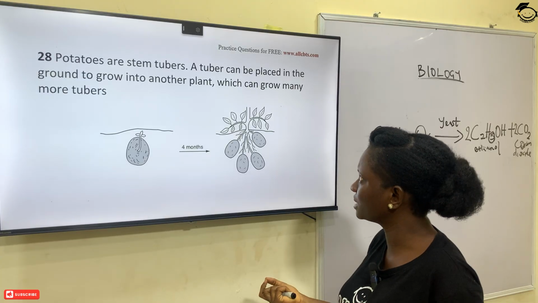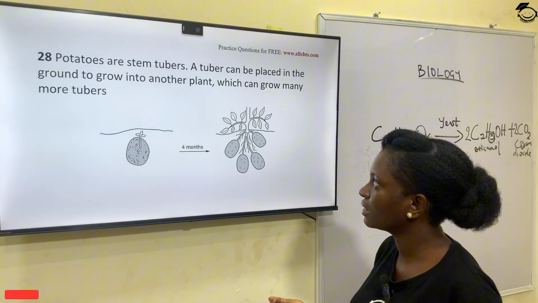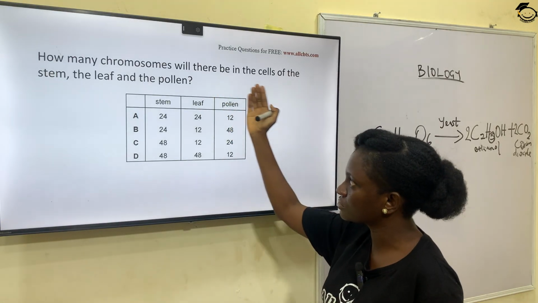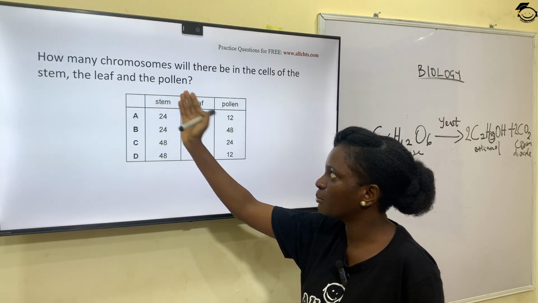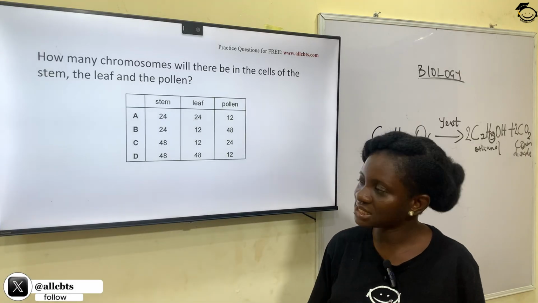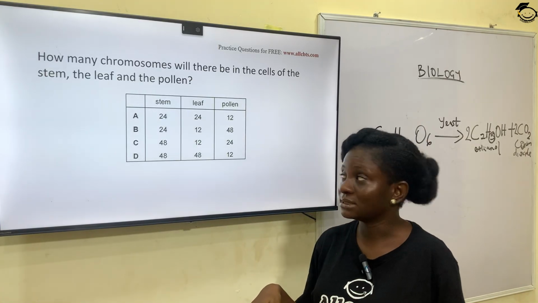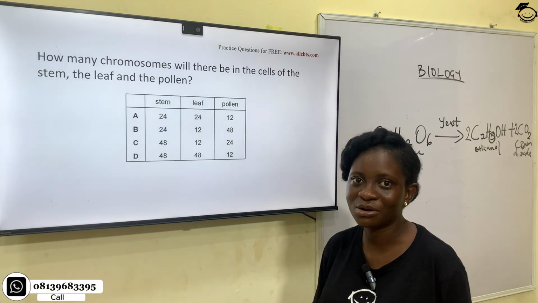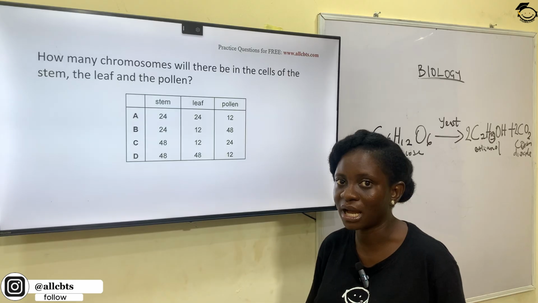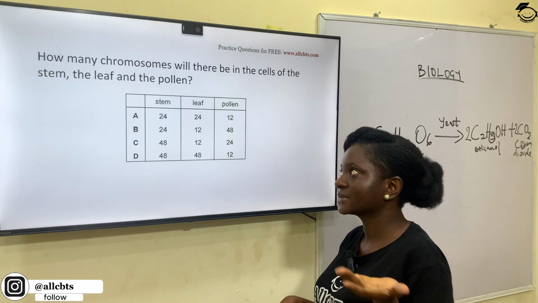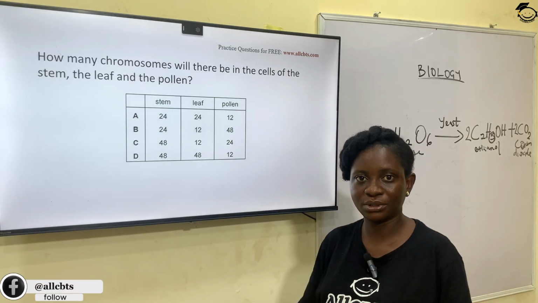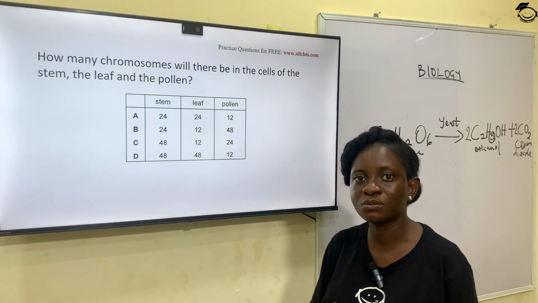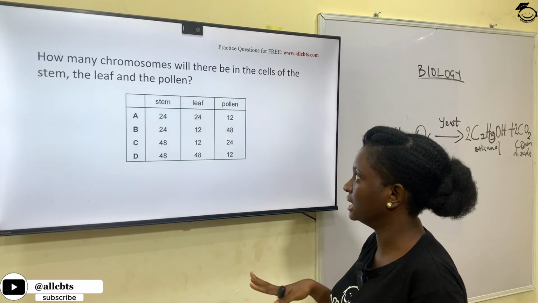So the question is, how many chromosomes will there be in the cells of the stem, the leaf, and the pollen? So this is quite easy. The chromosomes in the cells of the stem and leaf are all usually the same number, while the pollen is haploid, like half of the number of chromosomes in the stem and leaf.